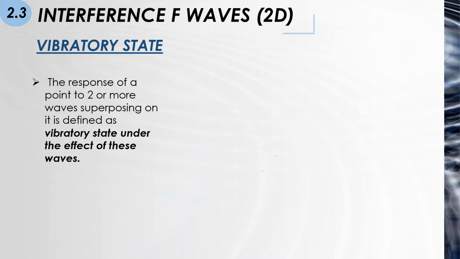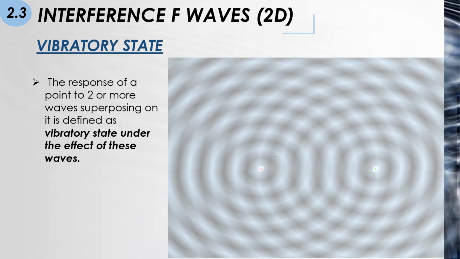By definition, vibratory state is the response of a point to two or more waves. In this lesson, it's only two waves superposing on it, and we define that as vibratory state under the effect of these waves, or simply vibratory state of that point. If you look at the figure, you notice that we have two sources. Distance between them is S1S2. These sources are found in the same medium.